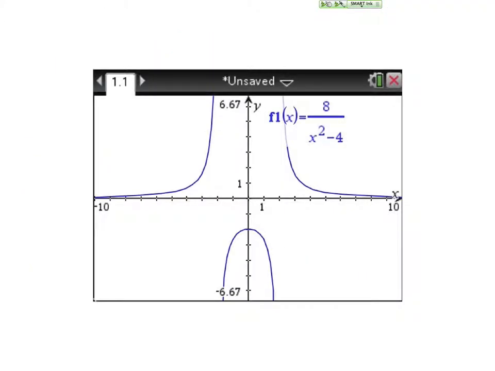All right, so there's the actual graph. How'd we do? We did pretty good. So as you can see, if you use your asymptotes and then plug in a couple points, you should be able to get pretty close. All right, one more.